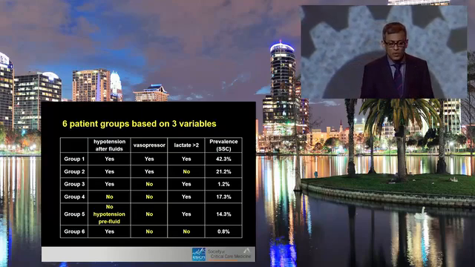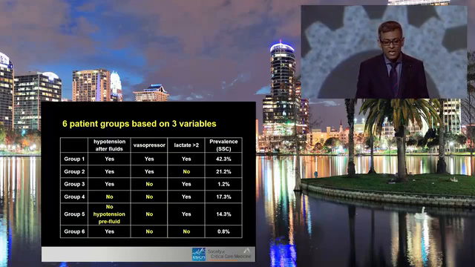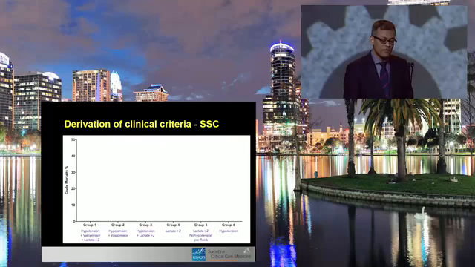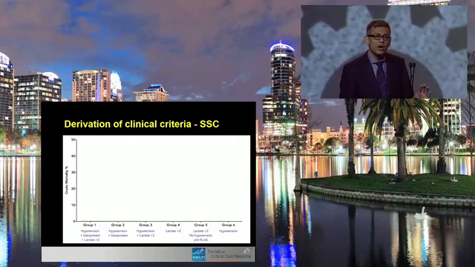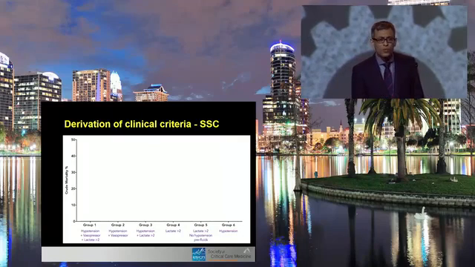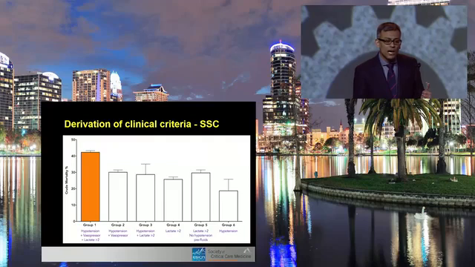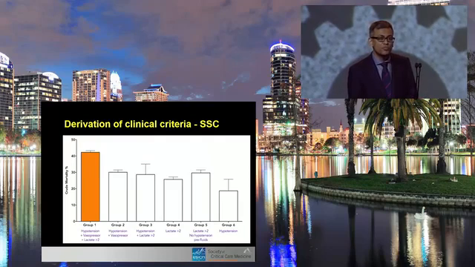So the next question was to understand what is the mortality of all of these subgroups of patients. This graph essentially has on the x-axis the different groups that I've just described to you. On the y-axis is the crude mortality. Group 1 is a patient population that has hyperlactatemia after resuscitation and vasopressor-dependent hypotension. This population has a mortality of 42.3%.